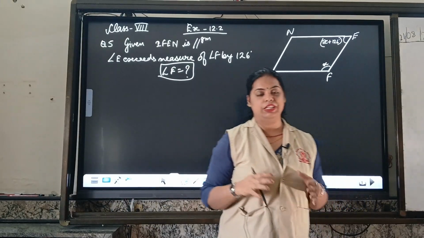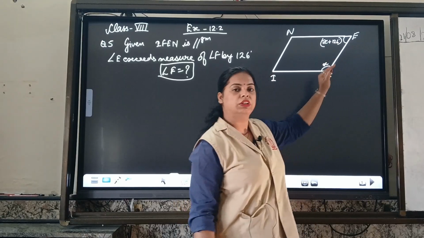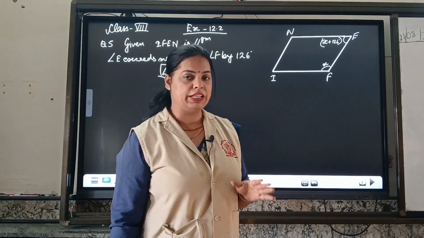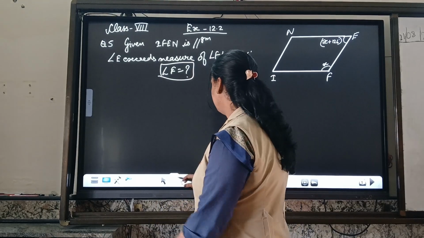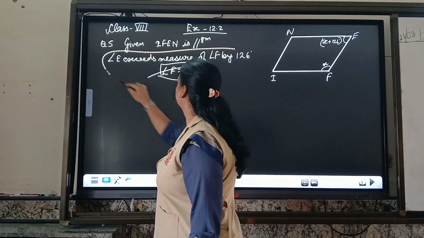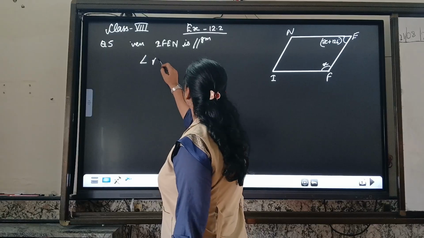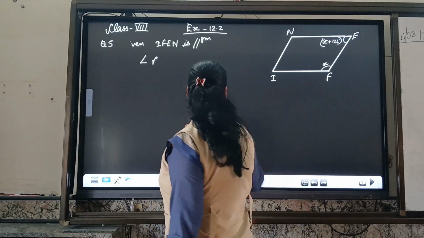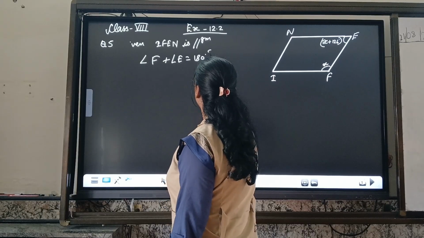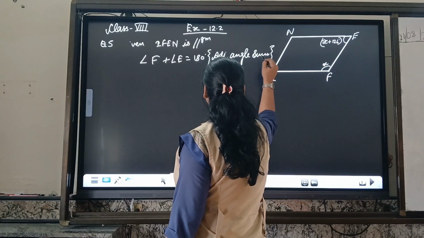What is the relation between these two angles of the parallelogram? Yes, we can see F and E are both adjacent angles of the parallelogram, so their sum should be 180. Adjacent angle sum should be 180. So I will write angle F plus angle E is equal to 180, adjacent angle sum of parallelogram.